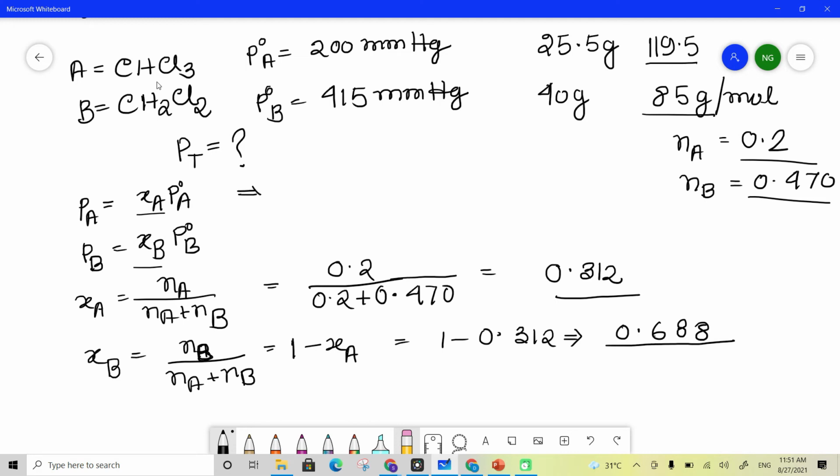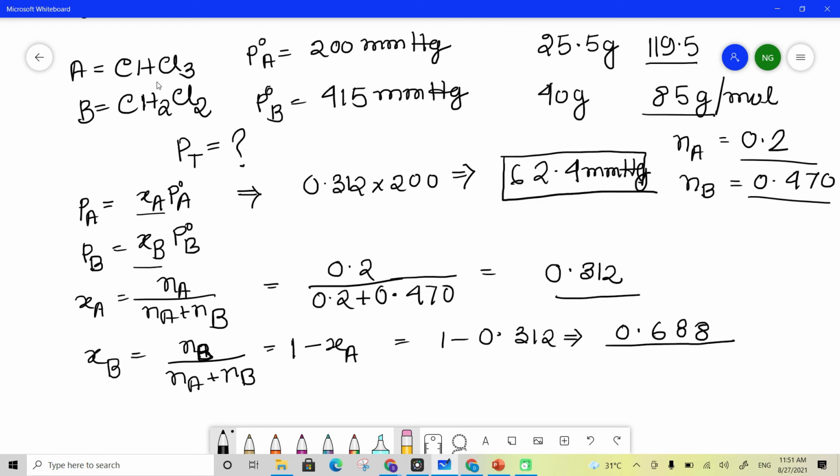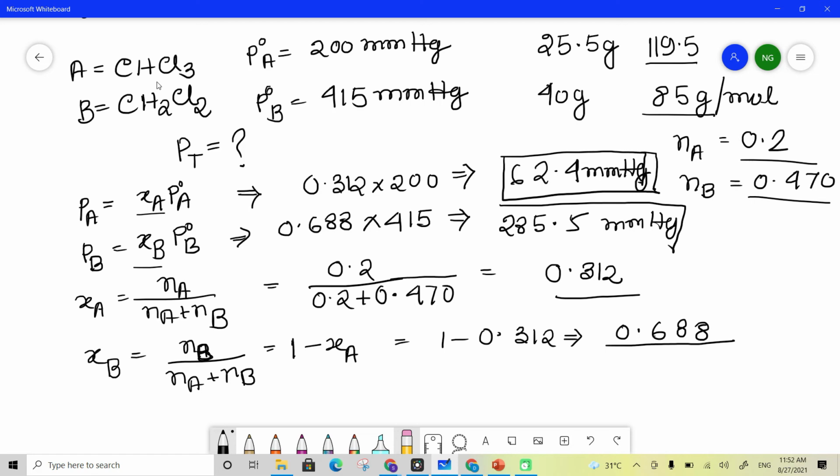Now we will calculate pressure PA. We already know XA, this is 0.312, into P0 A, this is 200. Then what we will get? 62.4 mmHg. This is the pressure formula, and from this what we will get? 0.688 into 415, that is equal to 285.5. If we calculate it, we get this is PB.